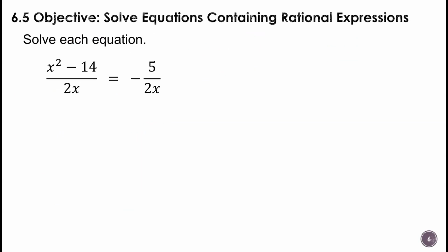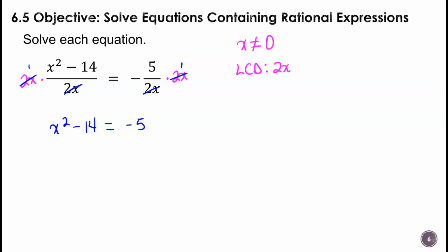Okay, on this one, it's pretty easy to find the LCD, and also the excluded value is again 0, x cannot equal 0, and then my LCD would be 2x. This one turns out to be fairly simple in that respect because my denominators are both 2x. So you can see that 2x goes into 2x 1 time on both of these. So we're just left with the numerators. X squared minus 14 equals -5.